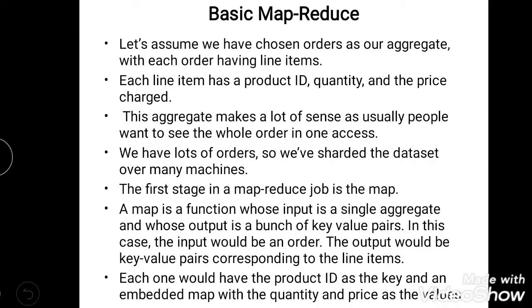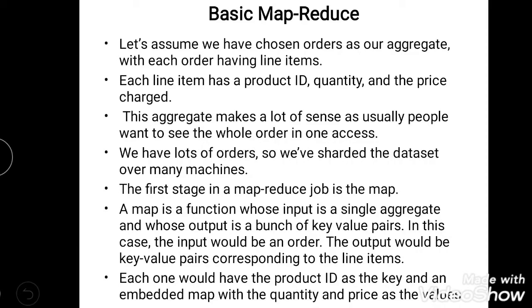Let's assume that we have chosen orders as our aggregate, with each order having line items, and each item has a product ID, quantity, and price. This aggregate is used when you want to process the whole order in one access, and you have a lot of orders. Let us take a small example, Amazon. Amazon has a number of orders.